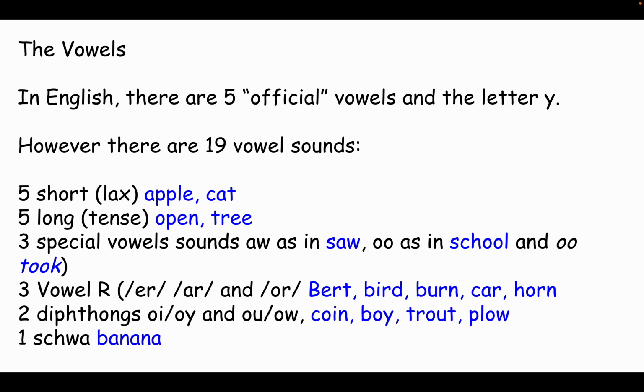The vowels. In English, there are 5 official vowels and then the letter Y. However, there are 19 vowel sounds. There are 5 short or lax sounds. There are 5 long or tense sounds. There are 3 special sounds, such as aw as in saw, oo as in school, and oo as in took. There are also vowel R or R-controlled sounds such as ar, er, and or. There are 2 diphthongs, oi and ow, and the schwa.